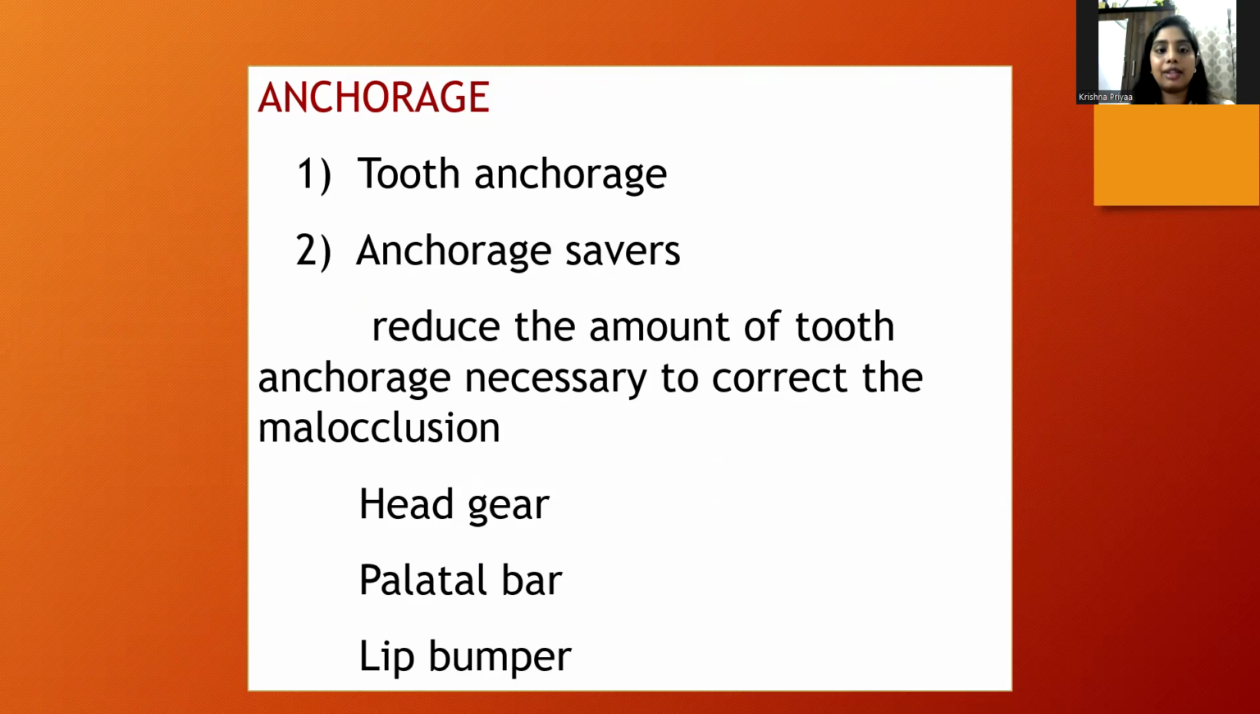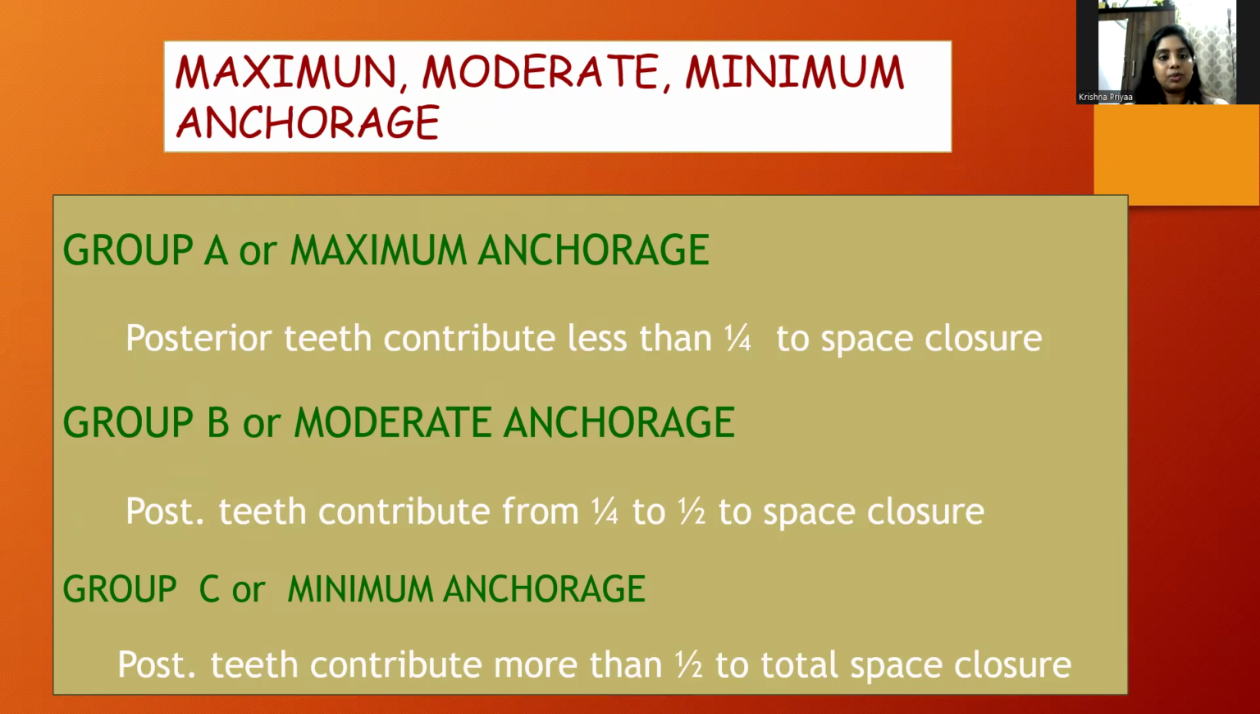So now coming to anchorage, basically it is tooth anchorage or some other thing called anchorage savers, which reduce the amount of teeth anchorage necessary to correct the malocclusion, like an extraoral part, which is called headgear, palatal bar, or lip bumper. So these are called anchorage savers, wherein we use something which is actually not tooth, but also helps in anchorage. So basically, anchorage is also divided into 3 parts, which is group A, B, and C.